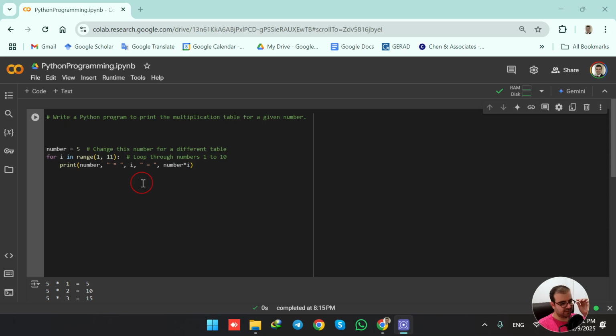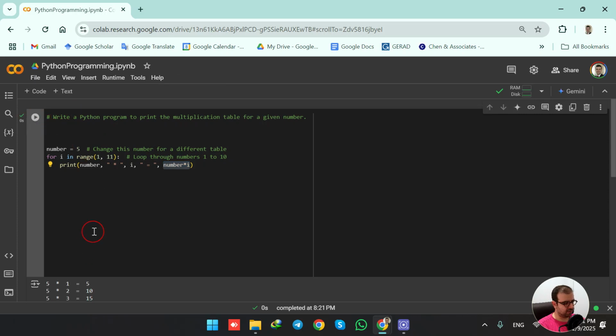Hello everyone, welcome back. In this video, we would like to write a program that prints the multiplication table for a given number. My given number in this example is 5, and I'm looping over variable I ranging from 1 to 11. So it loops through numbers 1 to 10. In each iteration, I'm printing out number multiplied by I equals number multiplied by I.